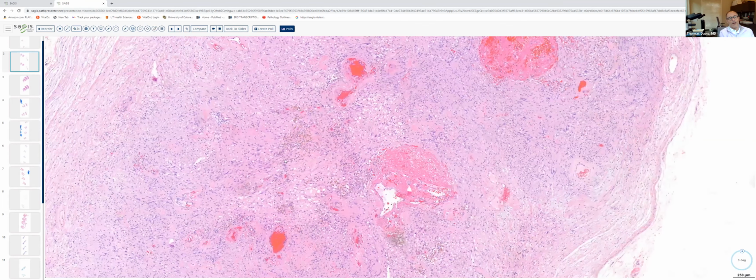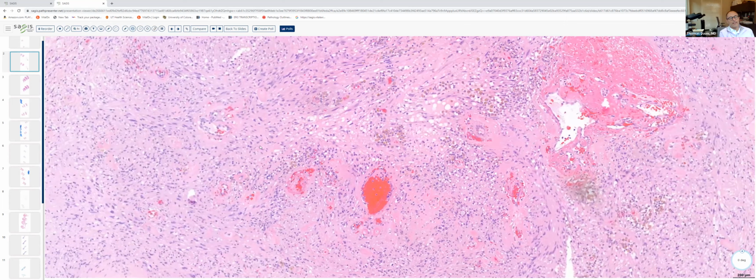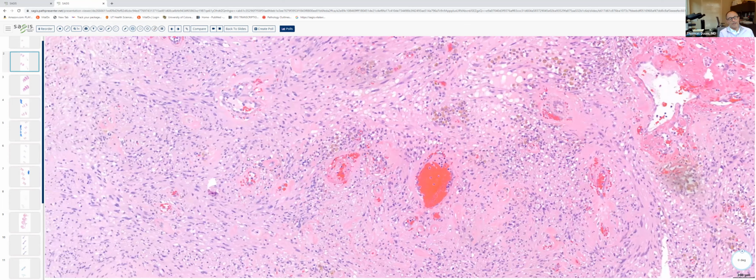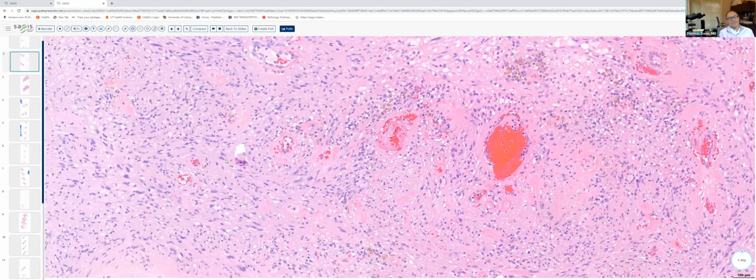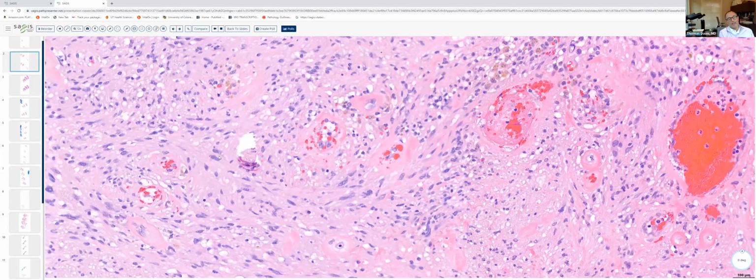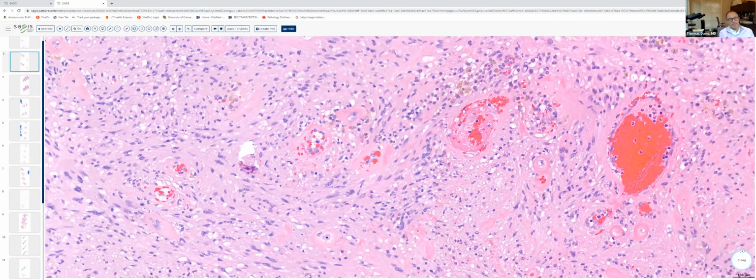And if we move to higher power and begin to study the cells comprising this neoplasm, we begin to see that this is a neoplasm composed largely of cells with spindle-shaped or fusiform, or blunt-ended nuclei. Some of them have been cut, they're arranged in fascicles, and some of the fascicles have been cut in cross-section. And so in those areas, the nuclei appear round. In the areas where the fascicles have been cut longitudinally, one can appreciate that these have spindled shapes.